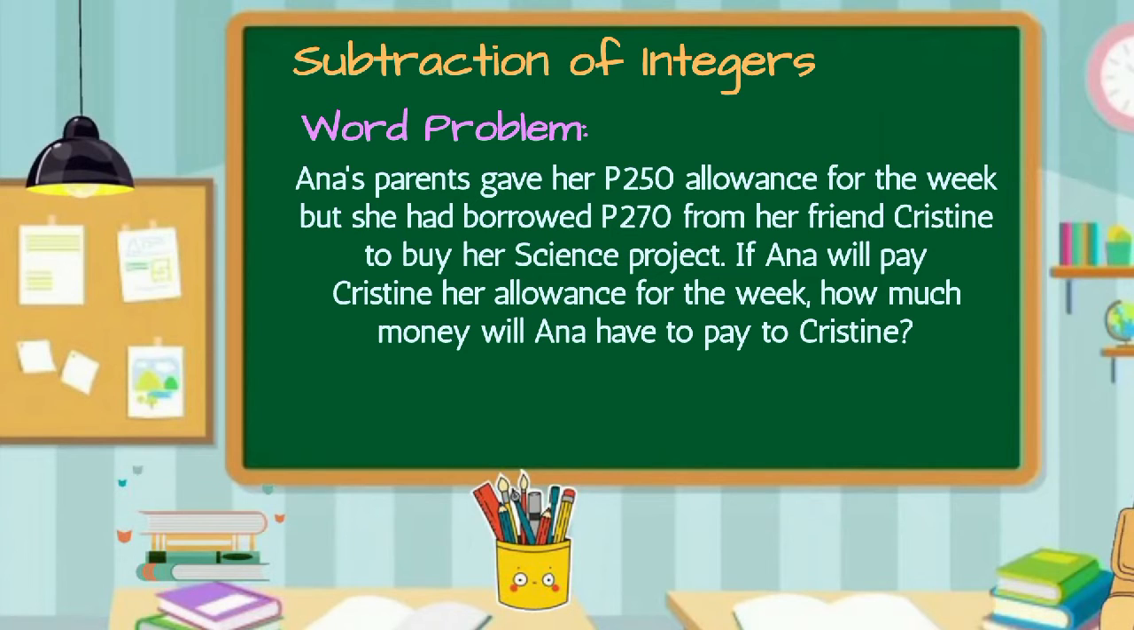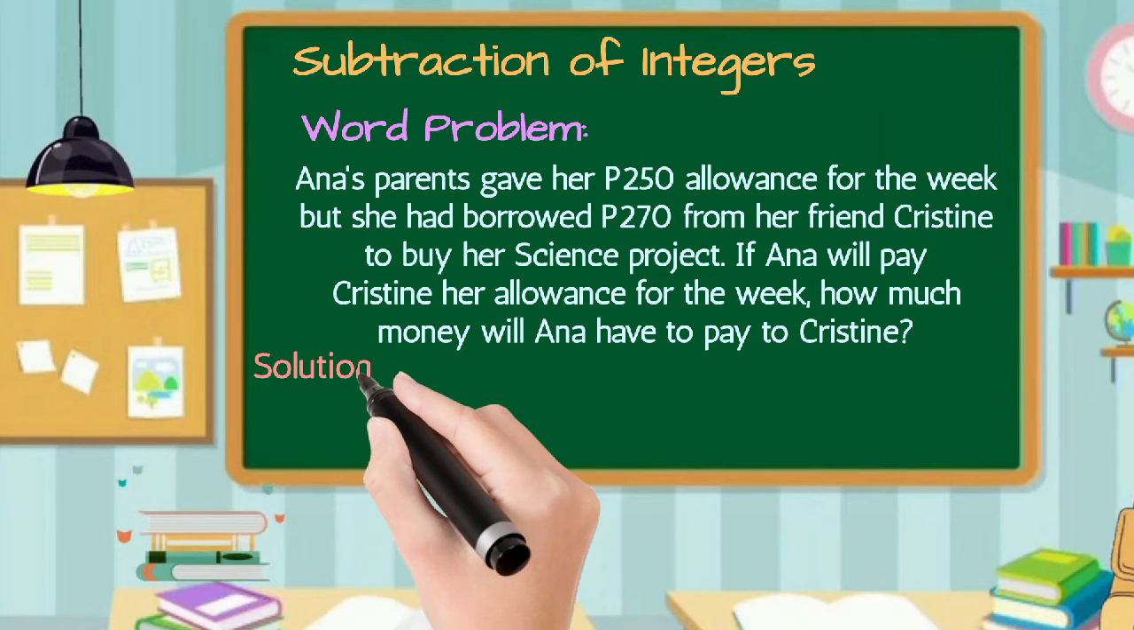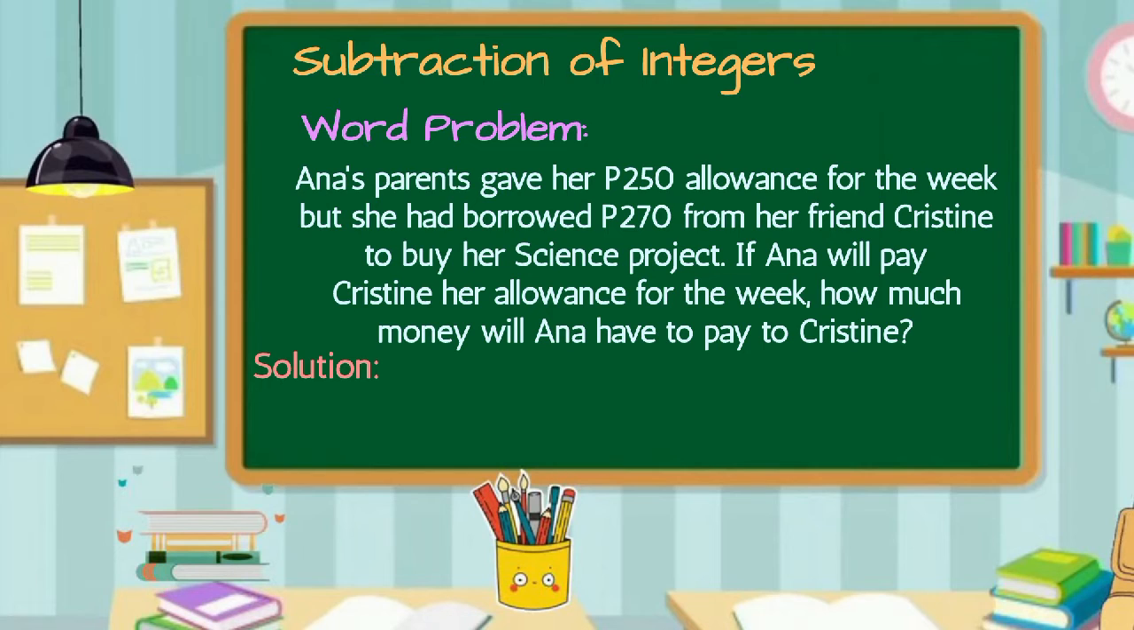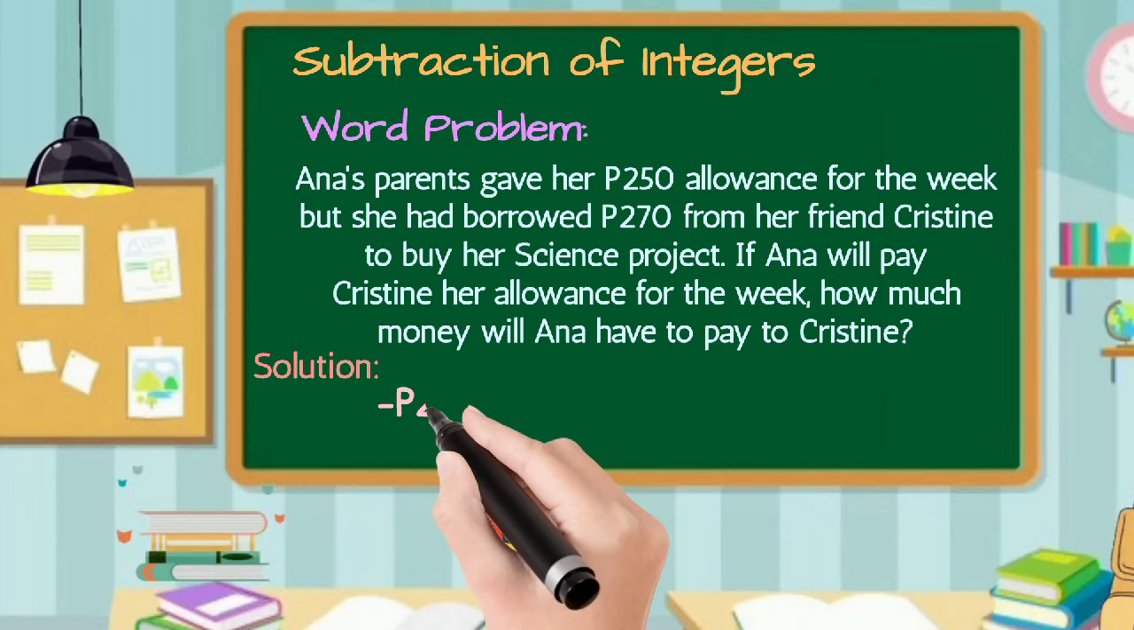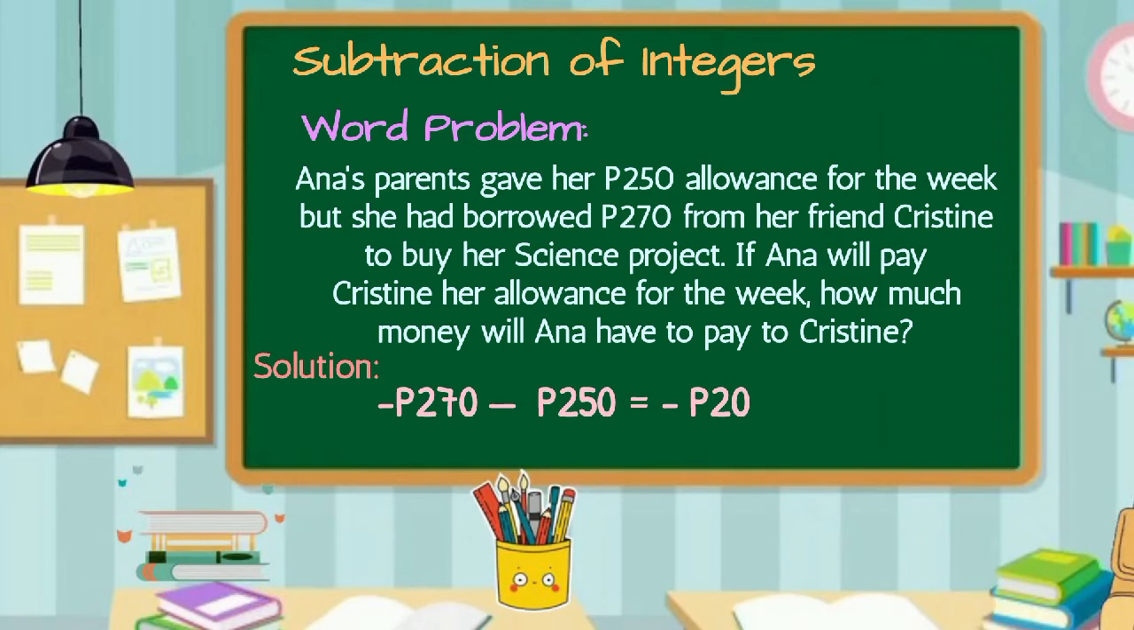For our solution, we will subtract the subtrahend from the minuend to know how much more Anna is going to pay to Christine to be debt-free. We shall have negative 270 pesos minus 250 pesos is equal to negative 20 pesos. So, Anna will have to pay 20 pesos more to Christine. Note, to subtract the integers, we shall add the opposite of the subtrahend to the minuend, then we shall copy the sign of the greater number.